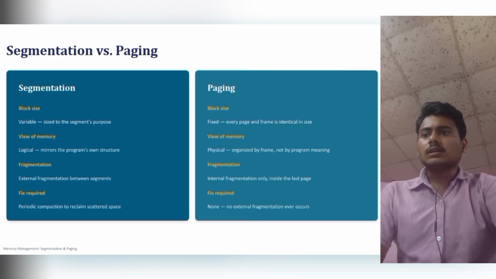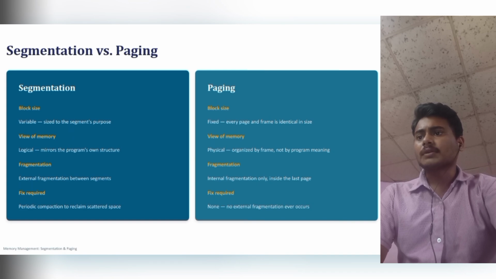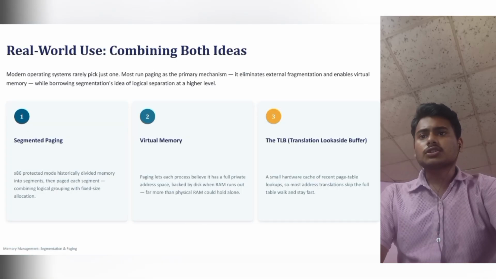Slide number 12. Segmentation versus paging. Segmentation uses blocks of different sizes. It follows the program's logical structure, but it can suffer from external fragmentation. Paging uses blocks of the same size. It follows the physical layout of RAM. It may waste a little space inside the last page, but it never has external fragmentation. So it really comes down to this: logical structure or physical efficiency. In the real world, computers usually use both. Let's see how. Let's go to slide number 13.